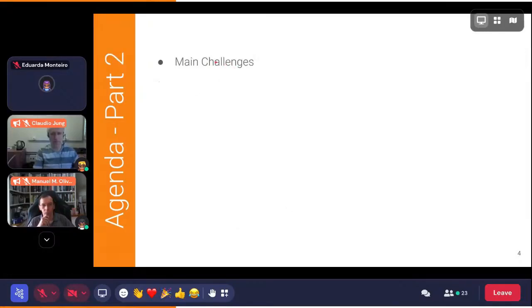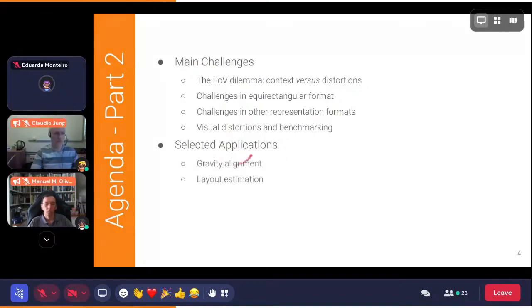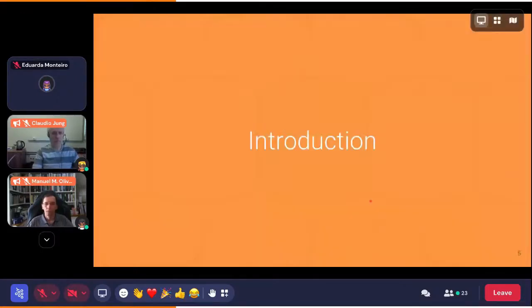Then we move to the main challenges of spherical images. We will understand what we call here the FoV dilemma. Then we understand what the challenges are in the rectangular format and other representations. We'll talk a bit on visual distortions and benchmarking, and then we will move to three selected applications that are gravity alignment, layout estimation, and depth estimation. And then we'll close this talk with final remarks.